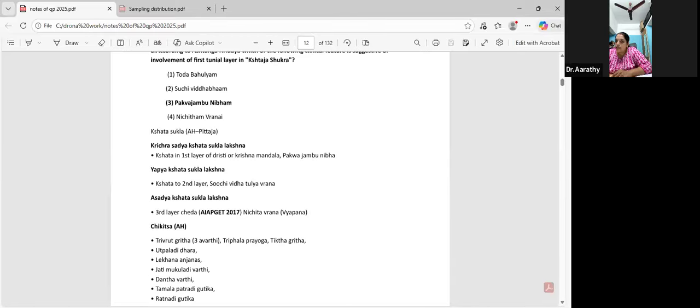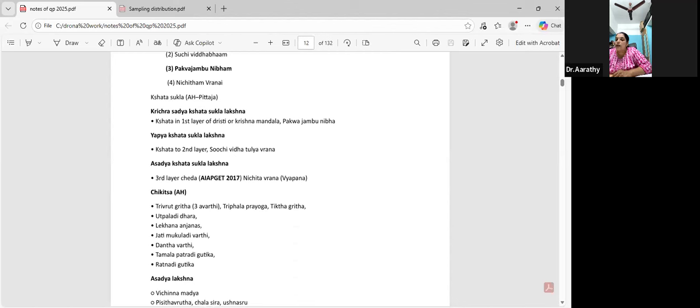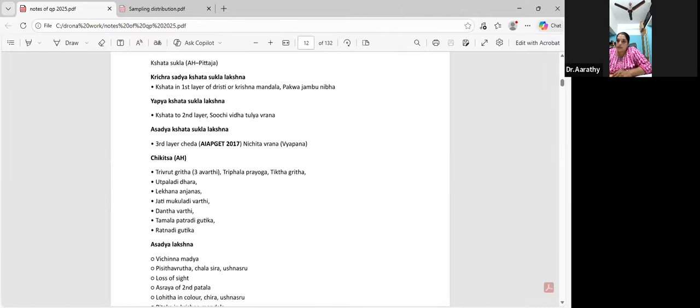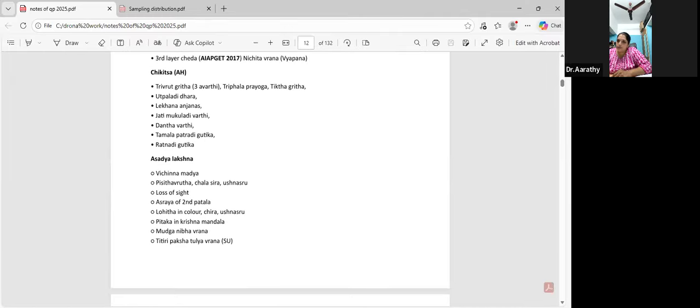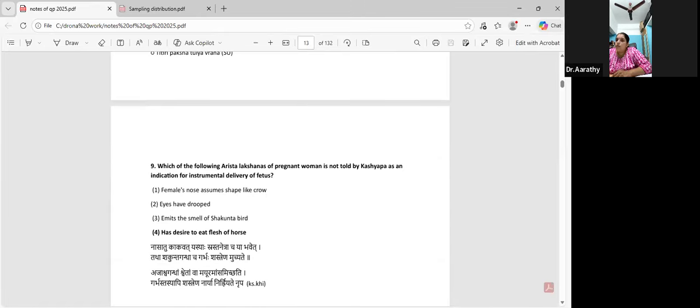And also the Chikitsa is very important for that. Trivrit Ghrita, Triphala Prayoga, Tikta Ghrita, Lekhana Anjana, Jati Mukuladi Varti, then Dantavarti, Tamalapatradi Gutika, Ratnadi Gutika, all these are mentioned in Shataja Shukra. Note down the Asadhya Lakshanas also. The 9th question: which of the following Arishta Lakshanas of a pregnant woman is not told by Kashyapa as an indication for instrumental delivery of the fetus?